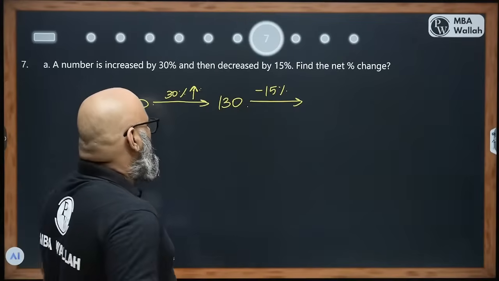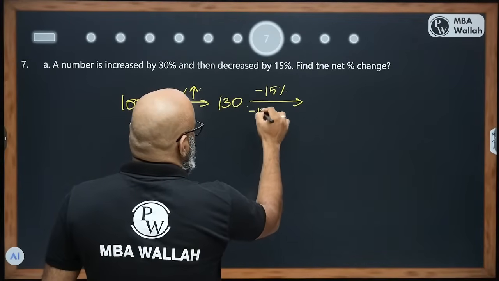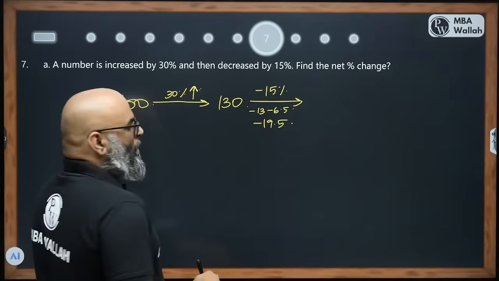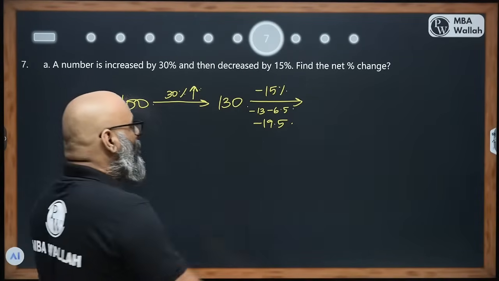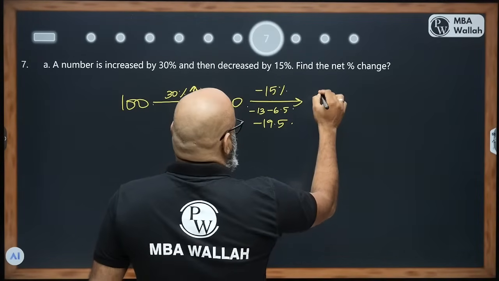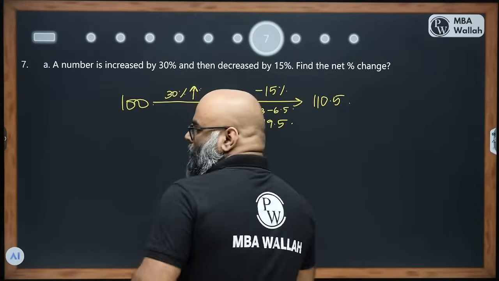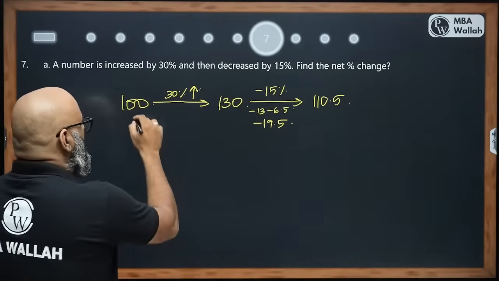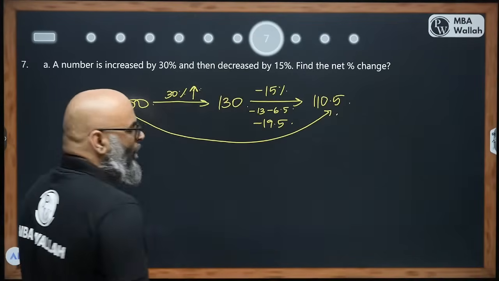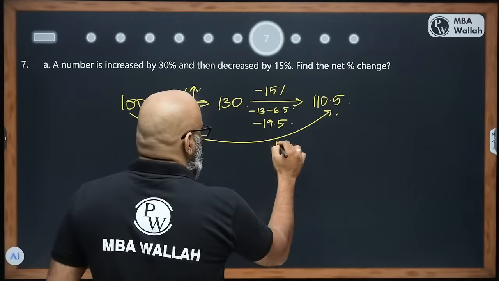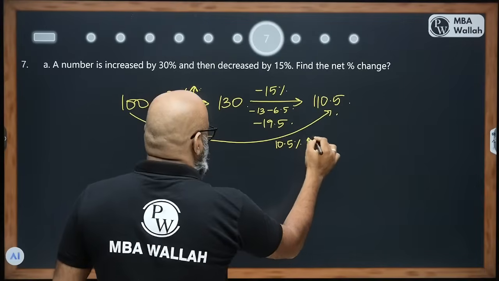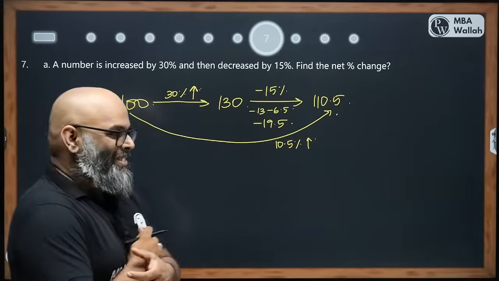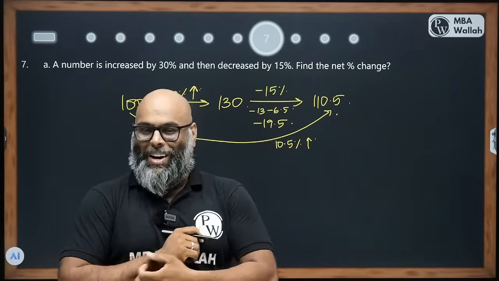So 10% of this is 13, minus 13. 5% is minus 6.5, or minus 19.5 in total. Subtracting 19.5 from this, you will come to 110.5. So what is the net percentage change? From 100, you have gone to 110.5, which is a net of 10.5% increase. Dev Gupta, it's not 11.5, it's 10.5. You need to be wary of your calculations, man.